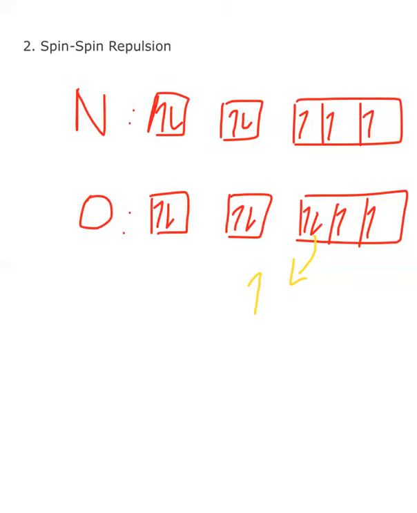Now, when there are two upward spins in this 2p shell in the first orbital, 2px, these two upward spins experience repulsion, which is why it becomes easier for oxygen to lose one of these electrons because of that repulsion. So again, when we draw the graph of ionization energies across the period, there will be a dip from nitrogen to oxygen, because for oxygen, it is easier to lose an electron because of this spin-spin repulsion.